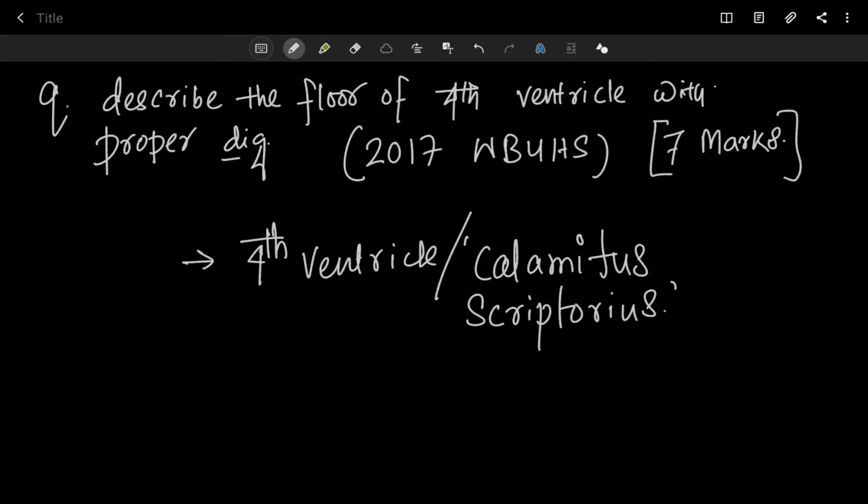So now let's talk about the fourth ventricle. This question was given by our university, West Bengal University of Health Science, in 2007. It is a 7 marks question, essay type. Describe the fourth ventricle with proper diagram. In this video, I'm going to talk about each and every detail of the fourth ventricle, not only the floor, but also other details and its clinicals.